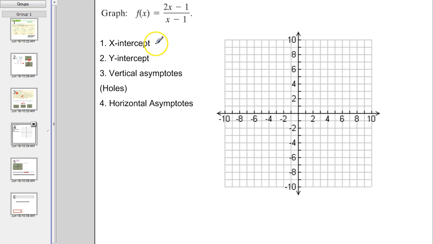So x-intercepts. X-intercepts mean the top equal to 0. So if I take 2x minus 1 and set that equal to 0, add 1, I get 2x equals 1. Divide by 2, I get x equals a half. So the x-intercept is 1/2. Now you always check with the denominator to make sure that that's not a domain restriction. So x equals a half: 1/2 minus 1 is negative a half. That's not 0, so that's fine. So 1/2 is where we're going to cross the x-axis.